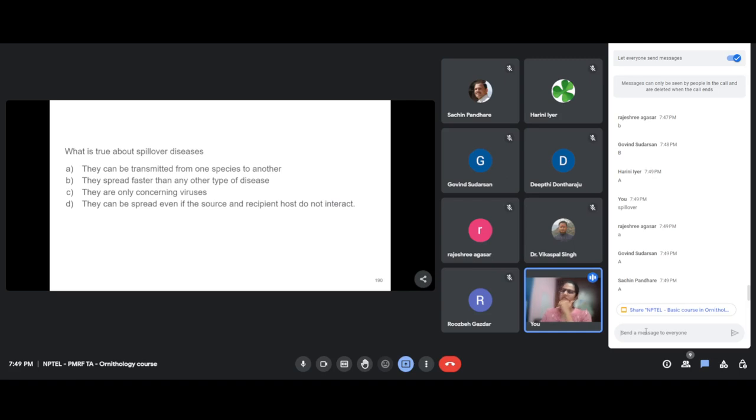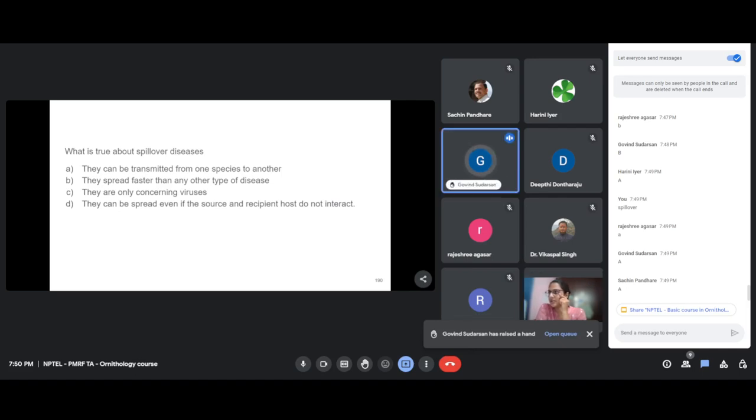Okay, yeah, so that is correct. This is true about spillover diseases, that they can be transmitted from one species to another. All of the other is not true, because there have been no studies based on any of the things that they spread faster than any other disease.